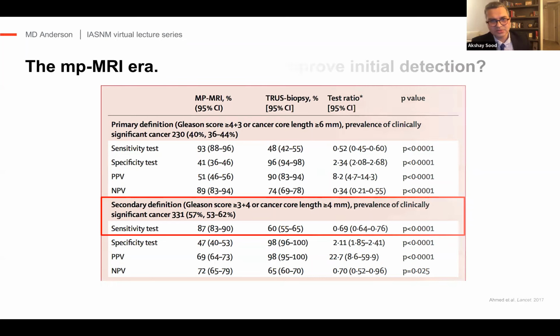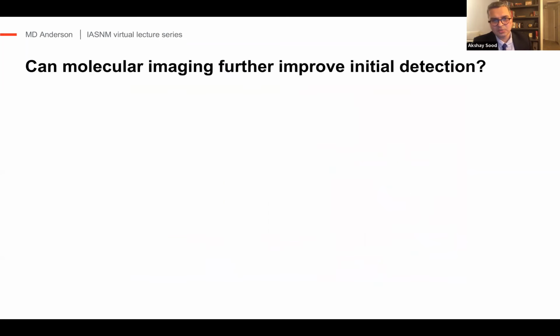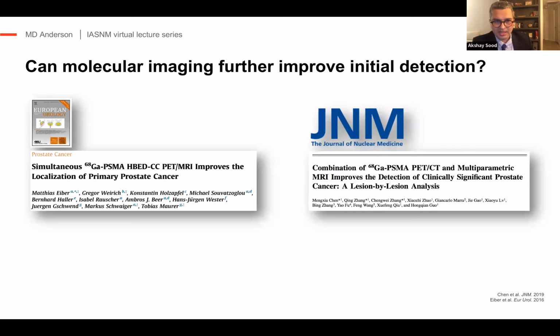So that brings us to the question: if we utilize molecular imaging in this space, can we improve the initial diagnosis of prostate cancer further, building upon the MRI results that we already have? Again, over the last 10 years or so, there have been multiple investigations combining the use of MRI, PET-CT, and different radioligands to see if adopting molecular imaging in this space helps improve the initial detection. So these are two studies.